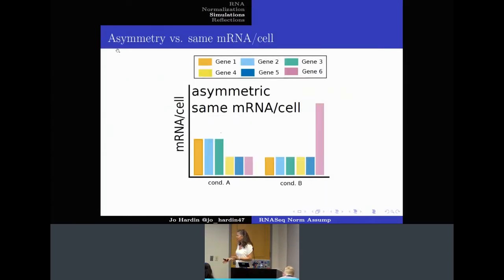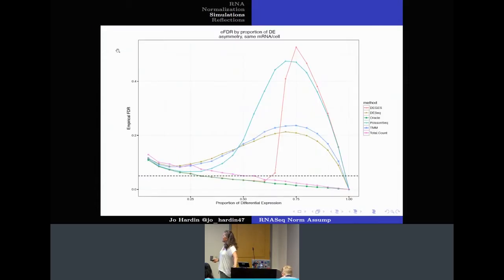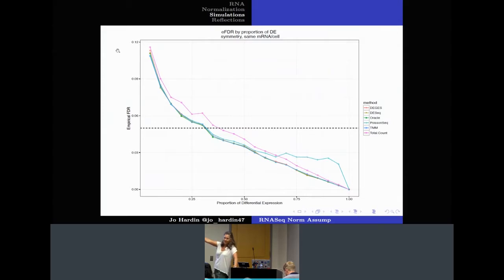So now we've got asymmetry, but we have the same amount of mRNA per cell, and then you start to see some kind of weird things. You see these false discovery rates going up. Granted, these are pretty high proportions of differentially expressed genes, but DESeq sort of requires that median. It's thinking about what's happening with the median. So all of a sudden, if 75% of your genes are differentially expressed, then the median becomes a lot harder to figure out. And you can see here that your false discovery rate, let's see what the y-axis there went to, 12%.